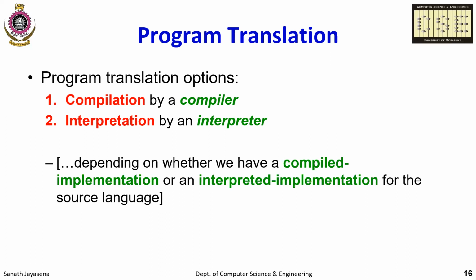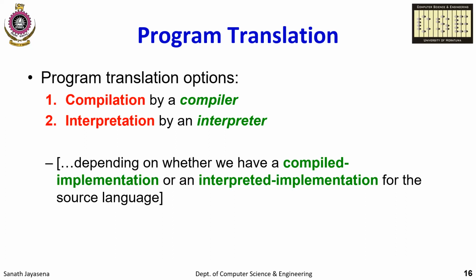Now, for a given language, whether compilation happens by a compiler or interpretation happens by an interpreter depends on whether we have a compiled implementation of the language or an interpreted implementation of the language, right? So to give you an example, now in C language scenarios, of course, you can have interpreters.